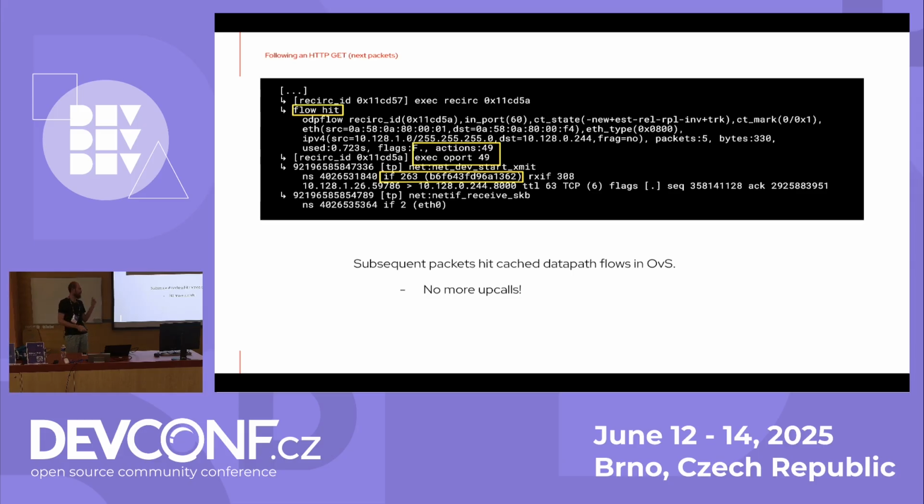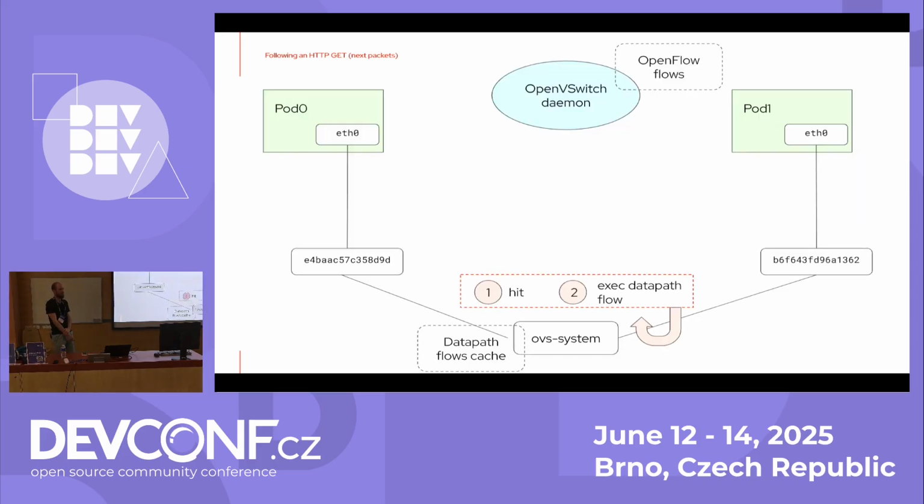One small comment about it is those flows can expire, so you might see upcalls even after the start of a connection for many reasons that are not part of this talk. Right? So this is what you can expect now. When the packet is going this way, when you have a hit, well, you just execute the datapath flow that is inside the kernel, cached, and then you can continue your way.